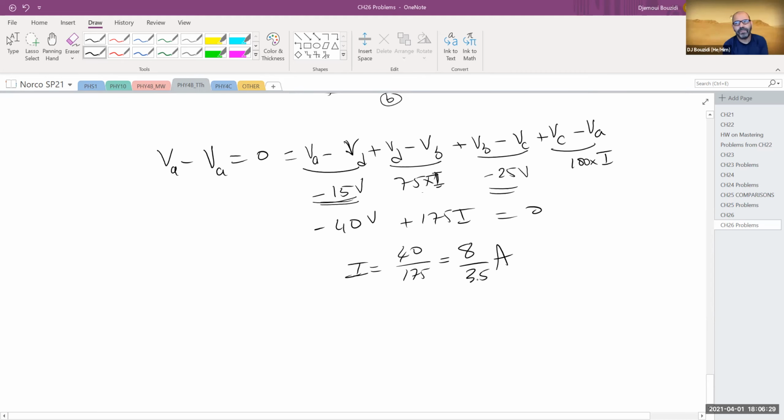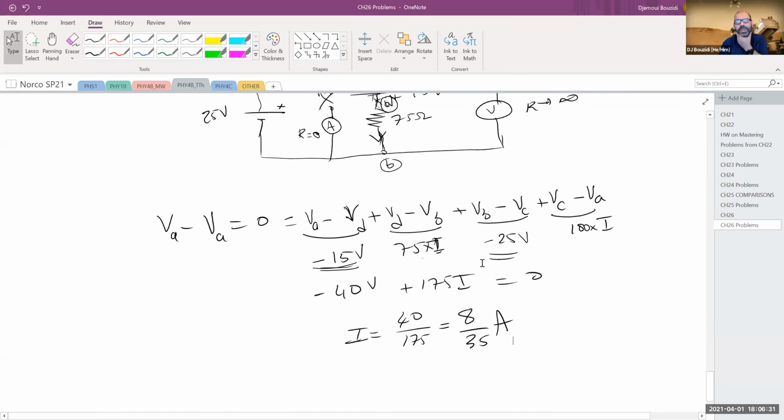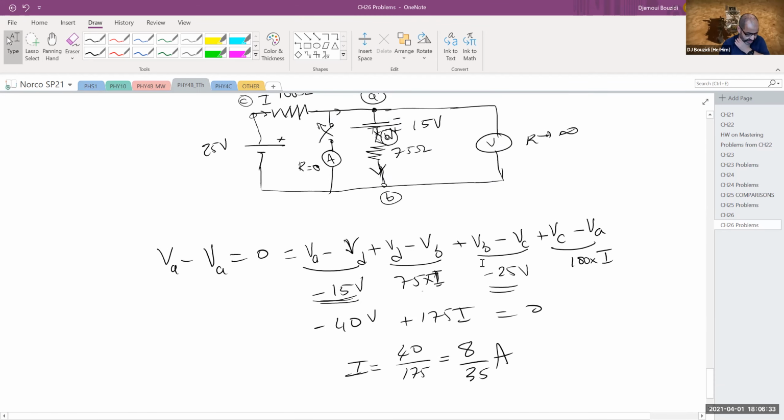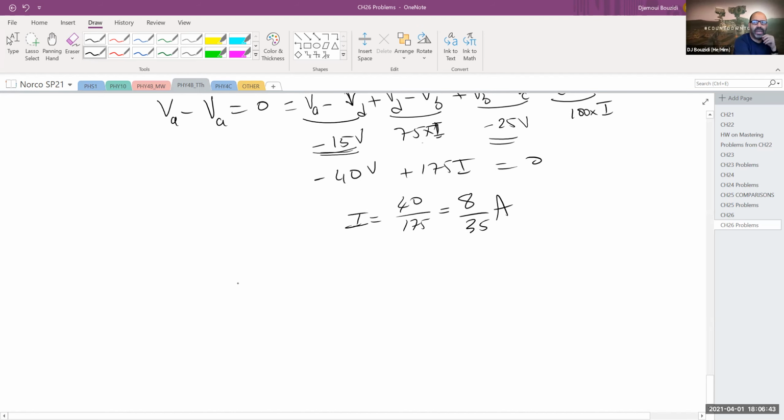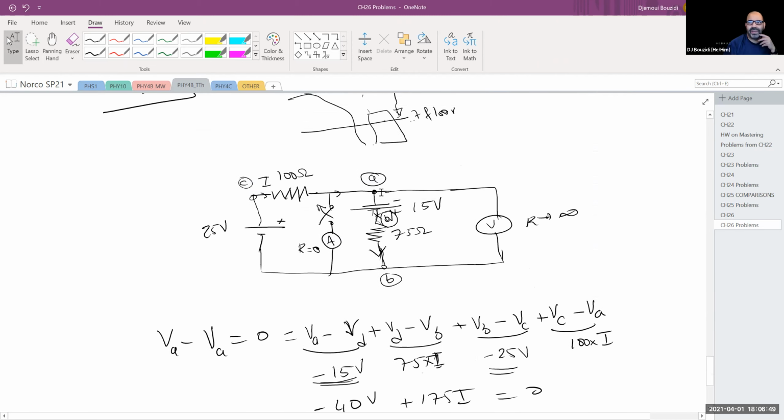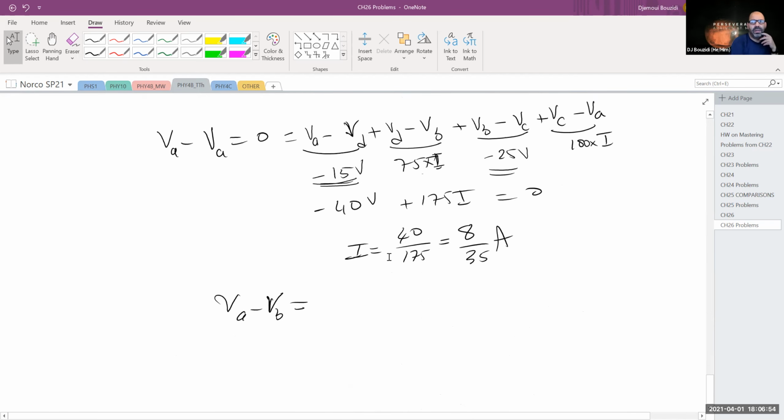The question still was not about that. It was asking about A and B. We need to find VA minus VB. That's all. So VA minus VB is the following. You have two ways of finding it. From the stuff that I have in there, it's VA minus VD plus VD minus VB. So it's VA minus VD plus VD minus VA.